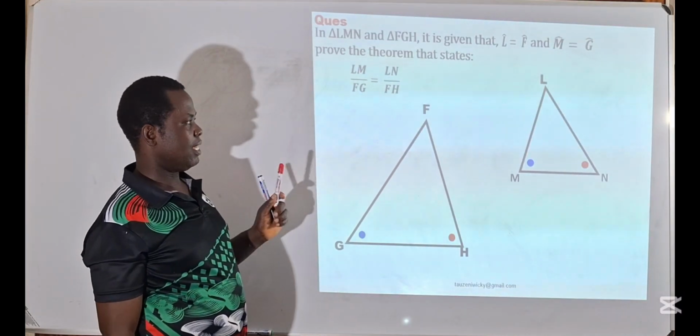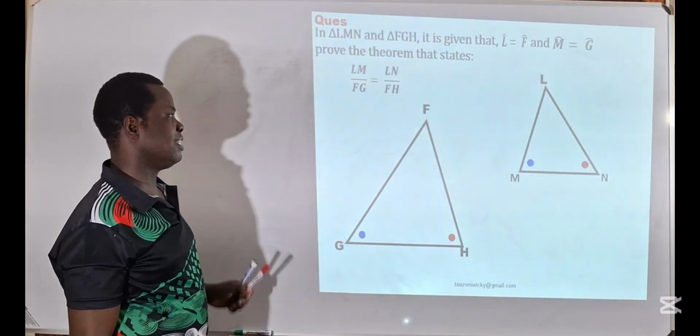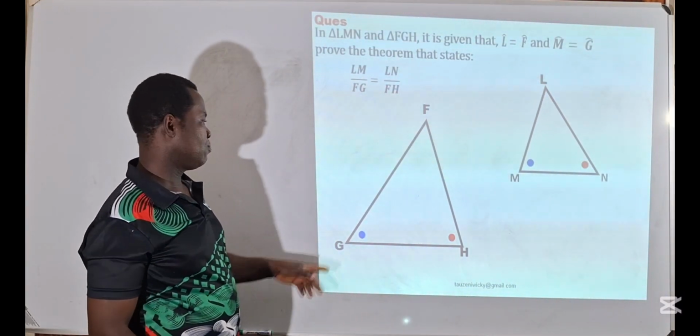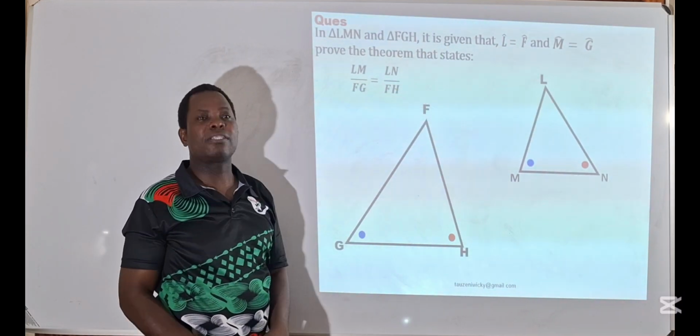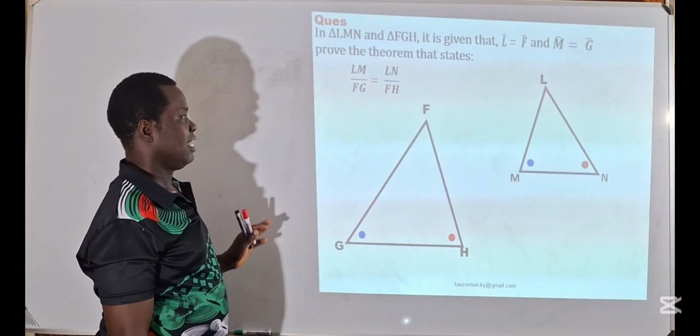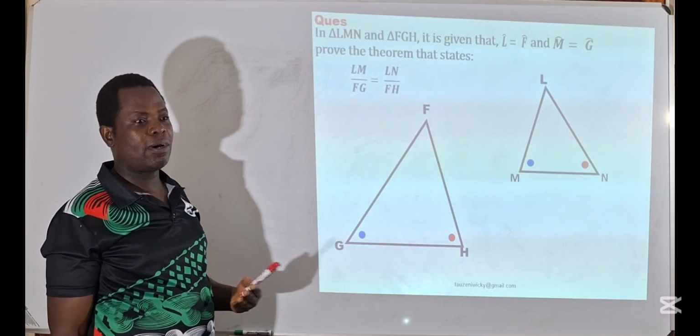The angle at point M and the angle at point G, they are equal. If these two pairs of angles are equal, it follows that the third angles are also equal to each other. That is the information we have. Now, what do we need to prove?